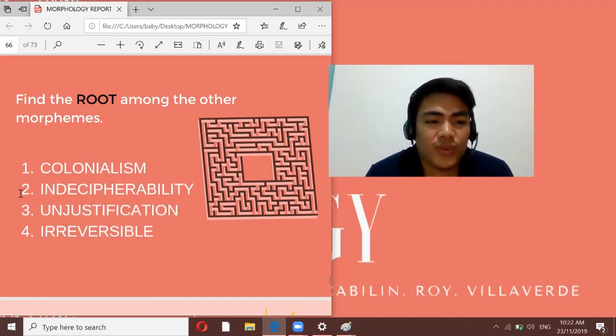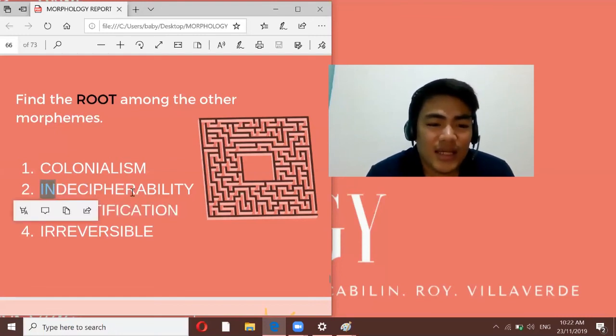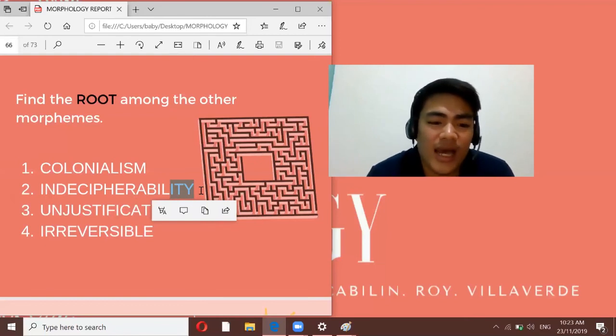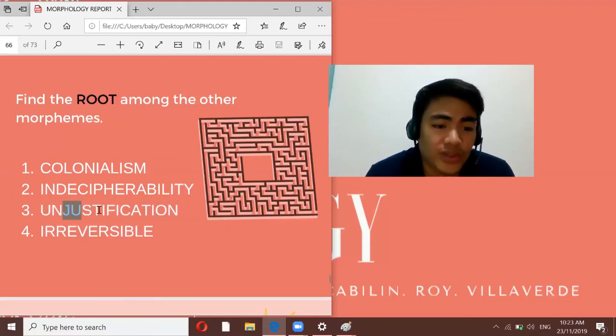For number 2, we have the root word. You're right, it's decipher. We added morphemes in, able, and ity. So three derivational morphemes are added to the root word decipher to form indecipherability. And then we have the root for unjustification.